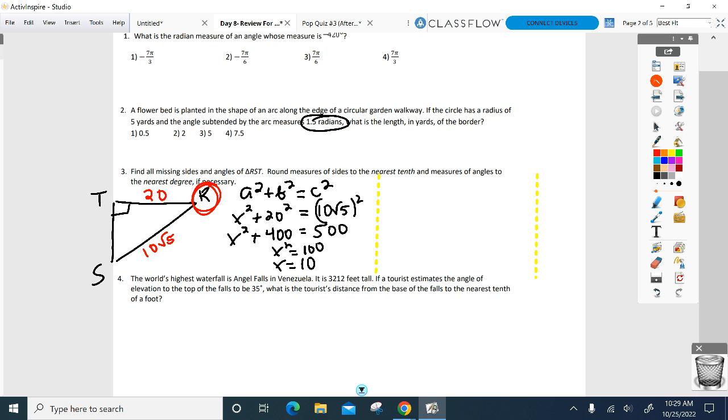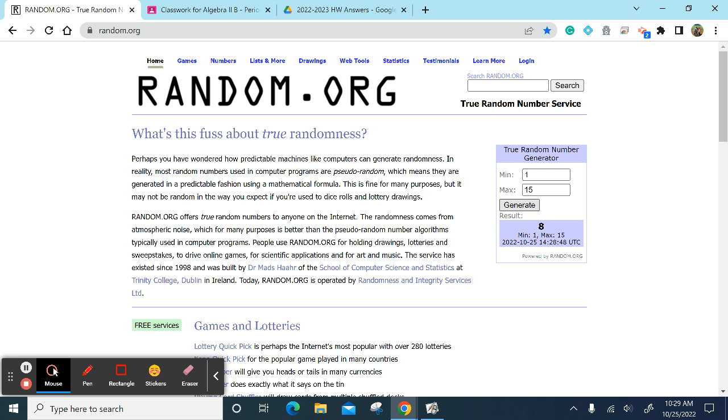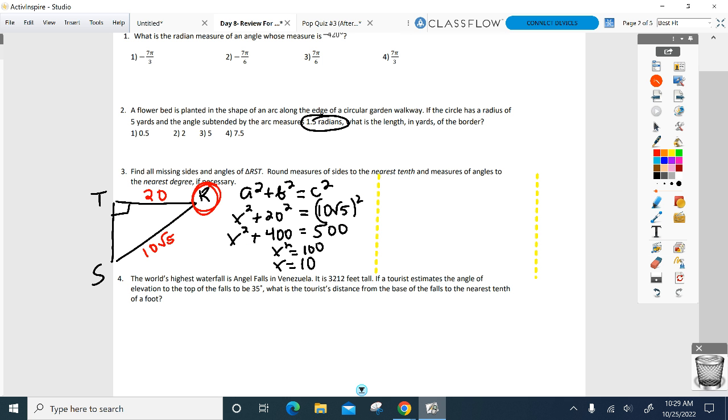What sides are the 20 and the 10 radical 5 from yesterday's discussion? Here's angle R. What's the 20 and what's 10 radical 5? Opposite, adjacent, hypotenuse. What's the 20 with angle R? Is that opposite, adjacent, or hypotenuse? The 20, Tim. Adjacent. Adjacent, good. And what about the 10 radical 5 I had down here?